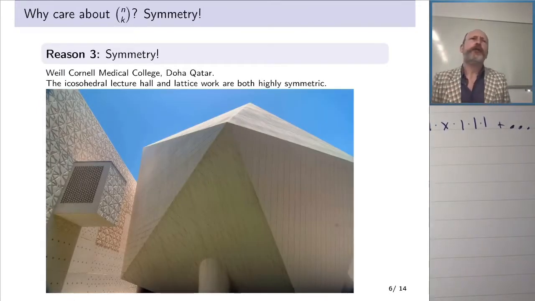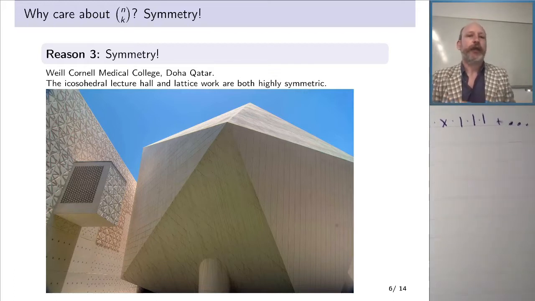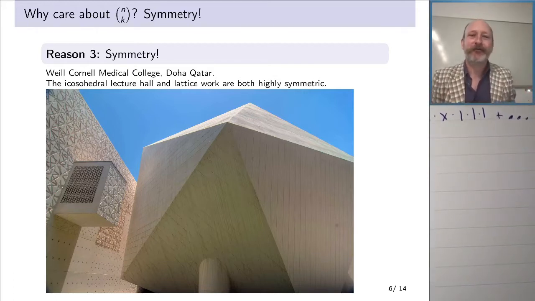Now, another reason to care about n choose k that you might not have thought about before is through symmetry. So I see a lot of FAMNIT students in the audience, so maybe I'll go ahead and say that symmetry comes down to group theory, and maybe I should stop talking about that at this point. But, well, I've got a picture at least of some symmetric objects here from a place I used to work in Qatar.